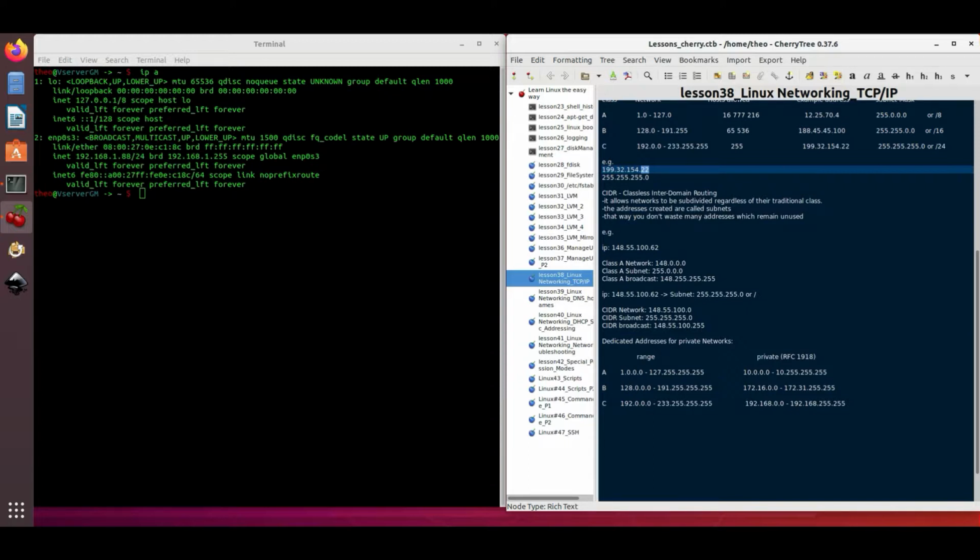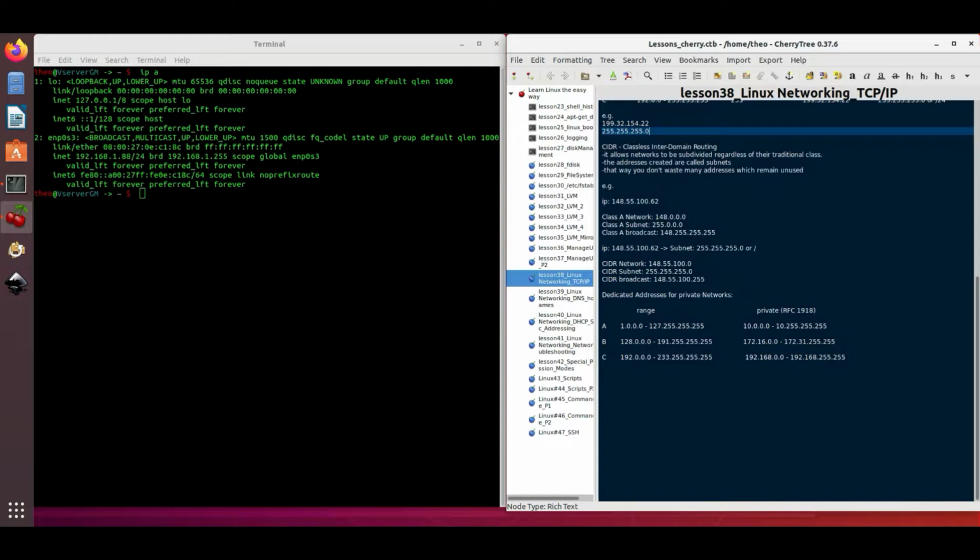So what is CIDR? It is classless interdomain routing, and it allows networks to be subdivided regardless of their traditional class. The addresses created are called subnets, and that way you don't waste too many addresses which remain unused. For example, if you have the address 148.55.162, the class A network would be this one, 148, and then you put everything else to 0.